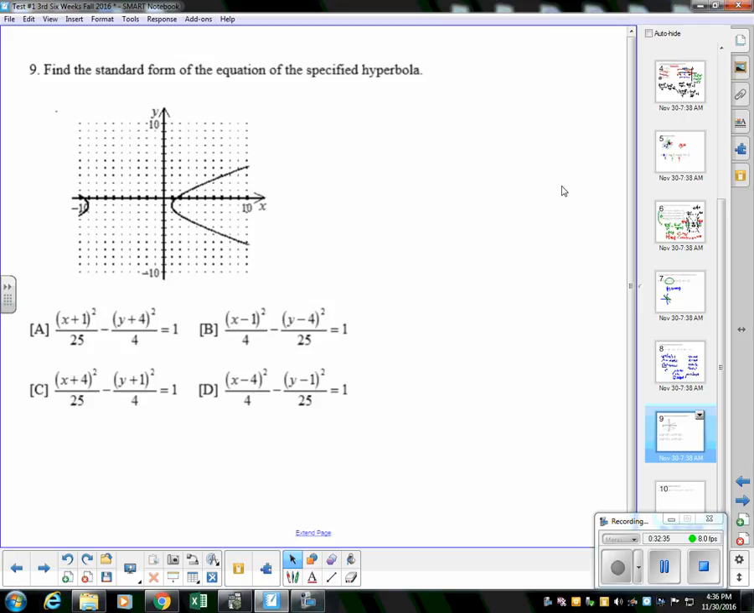Okay? This one says find the standard form of the hyperbola. Again, if you look at it, now this is a bit deceiving. The hyperbola is this part right here that I'm doing in blue, but it's also this part right here.